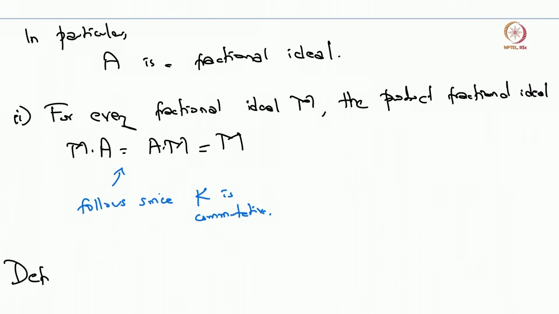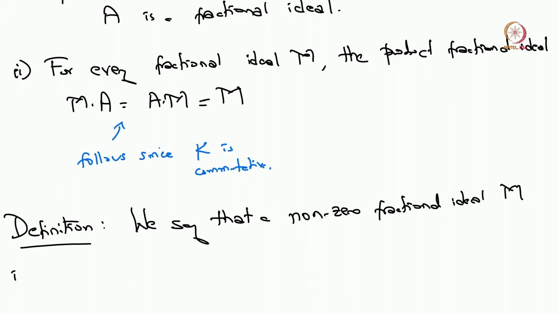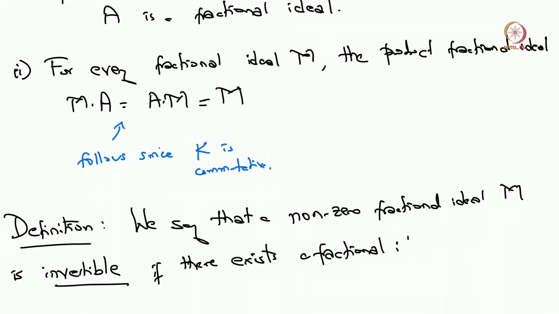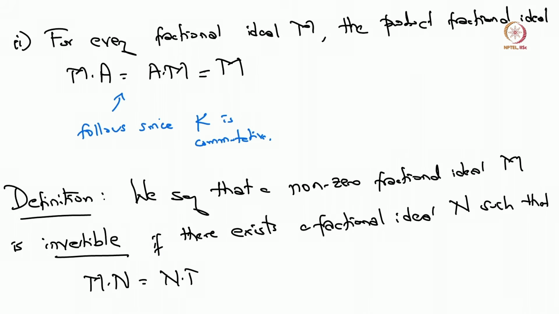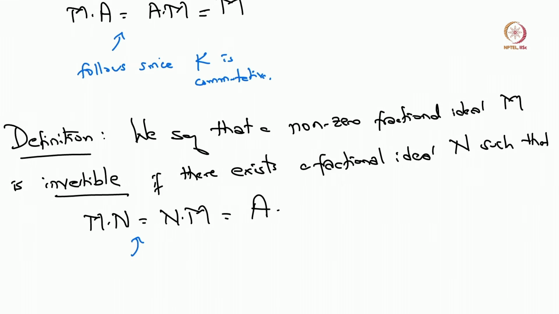Okay, so here's the definition. We say that a non-zero fractional ideal M is invertible, or an invertible fractional ideal, if there exists a fractional ideal, say N, such that M times N equals N times M. This is always true since again K is commutative, but what we want is that the product equals A. And so the main requirement for a fractional ideal to be invertible is that M times N equals A, the whole ring.